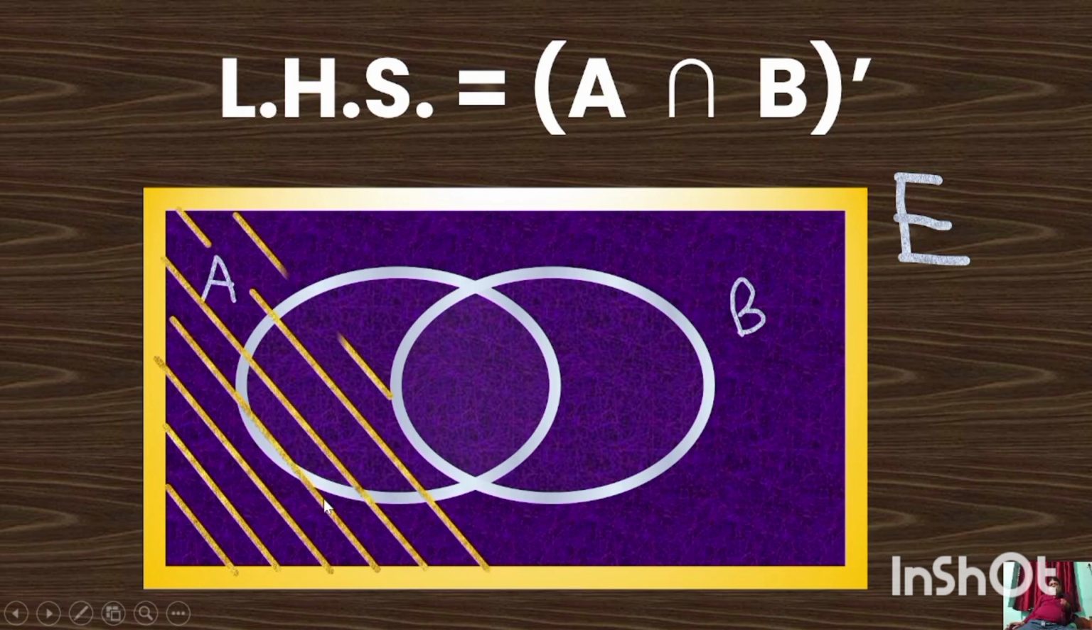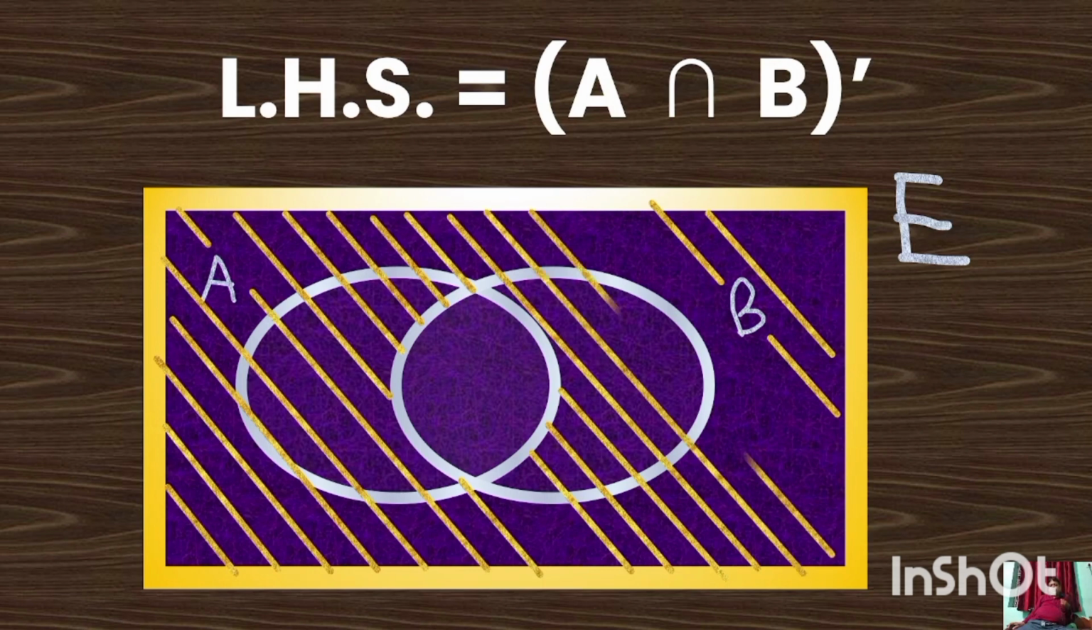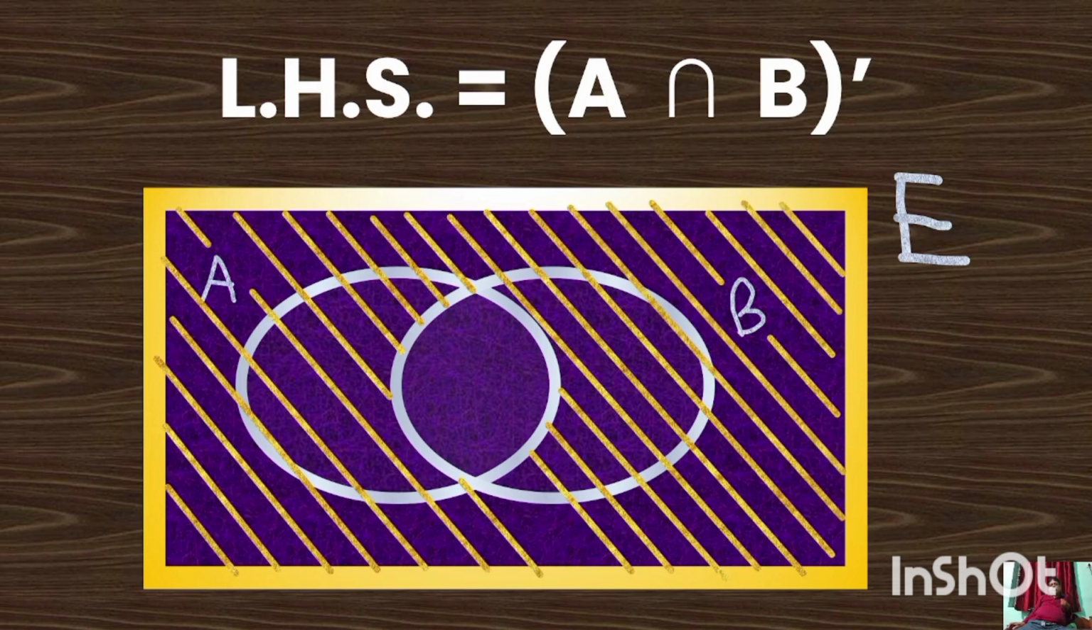These are the areas of (A intersection B)'. It means it will never include the overlapping portion, the common portion of A and B. Except the common portion, it will occupy the other area, which clearly indicates the Venn diagram of the concept of (A intersection B)'. These are the shaded portions of (A intersection B)'. Look at here, understand?